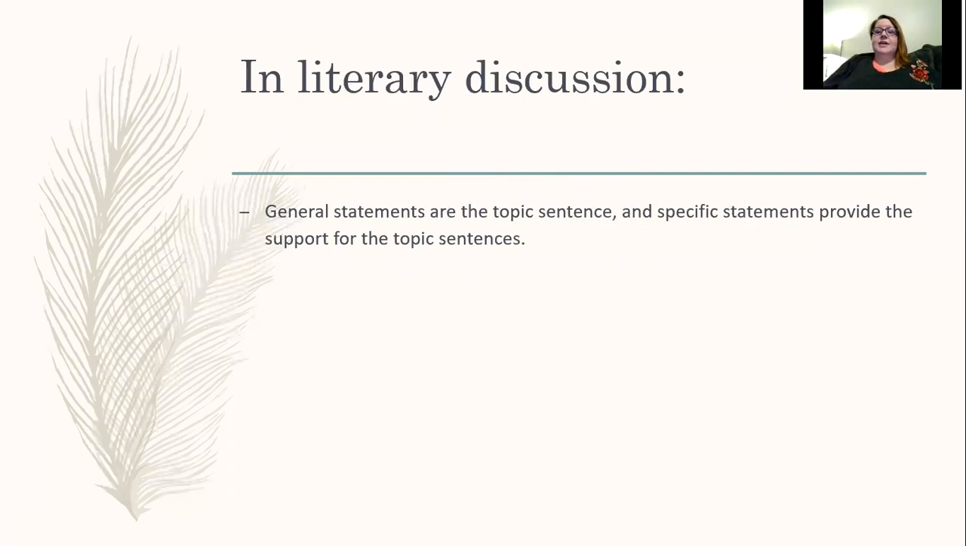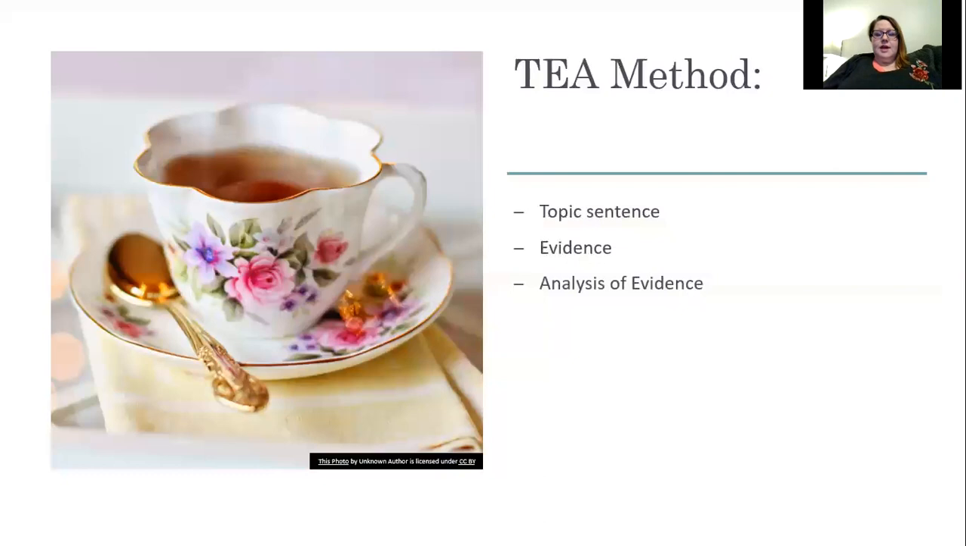In literary discussion, general statements are thought of as a topic sentence for a paragraph, and specific statements provide the support for those topic sentences, or the specific statements become the bulk of the paragraph, whereas the general statement is typically 1 to 2 sentences in each paragraph. I like to think of this as the TEA method. T for topic sentence, E for evidence, A for analysis of that evidence, and in this order. If you do that in every body paragraph, then you typically have some well-written, well thought out, and well-organized body paragraphs in your paper.